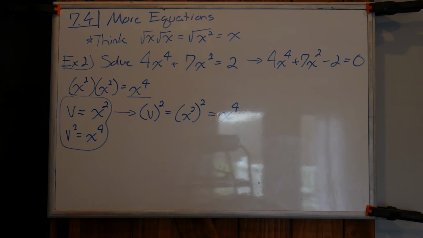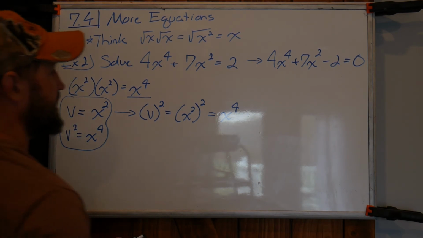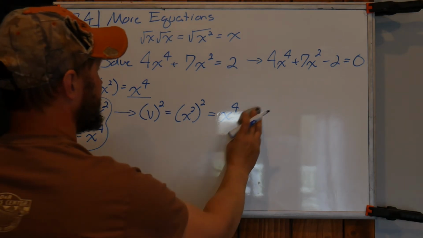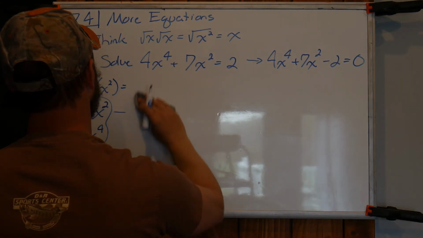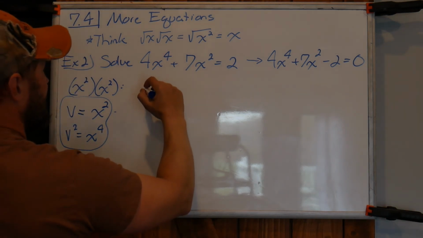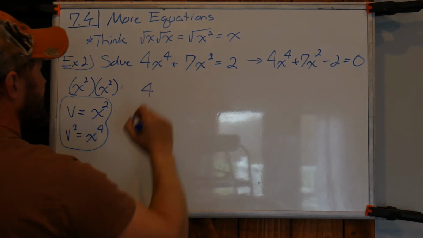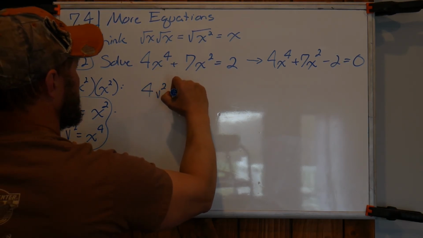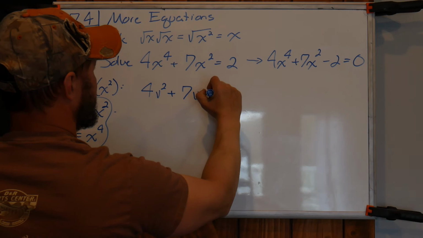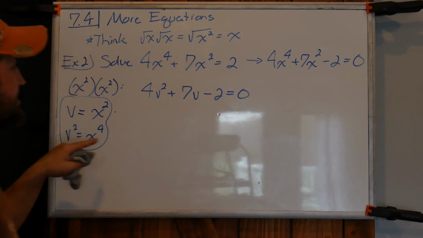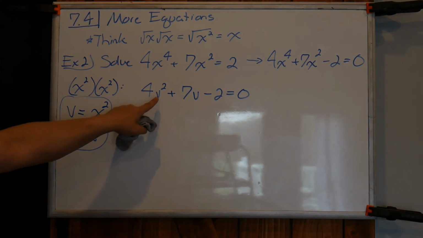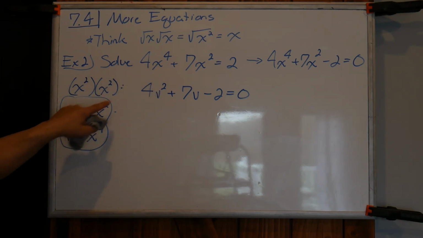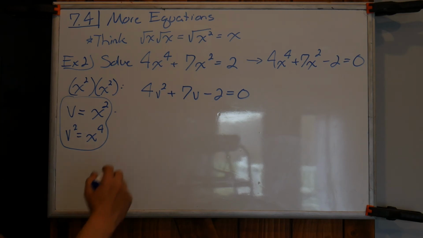Here's what I'm going to do. I'm going to think this route because it cleans things up. You already have this. You can pause it and write it down if you need. I'm going to erase it to make some room. So now what I'm going to say is I have 4v squared plus 7v minus 2 equals 0. V squared, there's my v squared. It equals x to the fourth. V equals x squared. So I've just replaced.